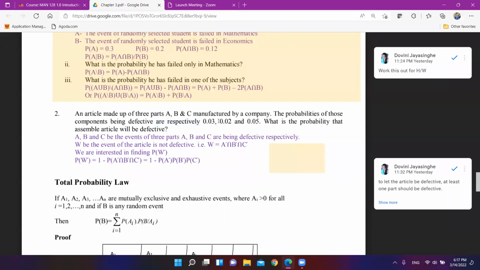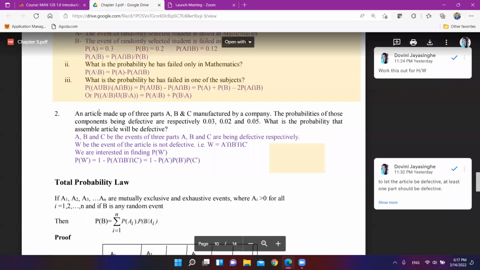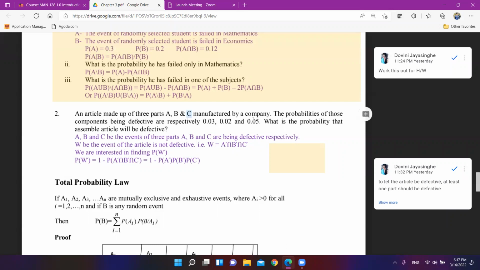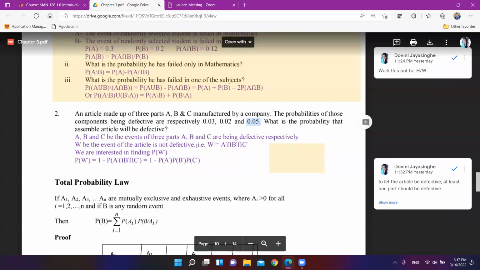A defective වීමේ probability එක. Defective කියලා කියන්නේ not good, ඒ කියන්නේ මොකක් හරි වැරදි තිබීමේ. Right? Article එකක් නේ හදන්නේ. B ගේ වැරදි තියෙන probability එක මේක. C part එකේ වැරදි තියෙන්න පුළුවන් probability එක මේක. They have given the probabilities respectively පිළිවෙලින්.